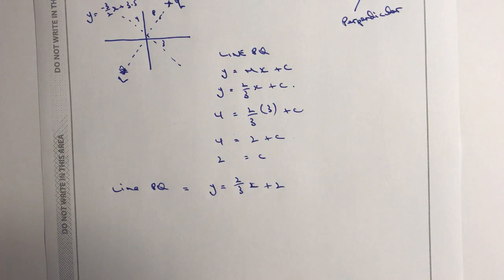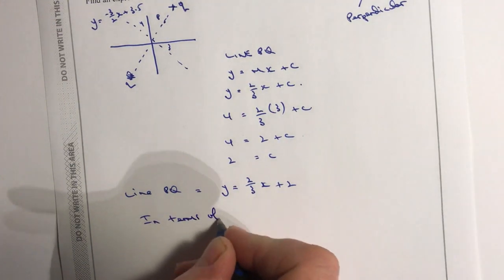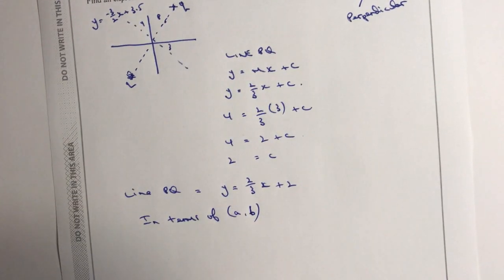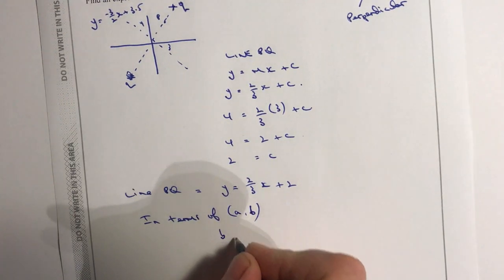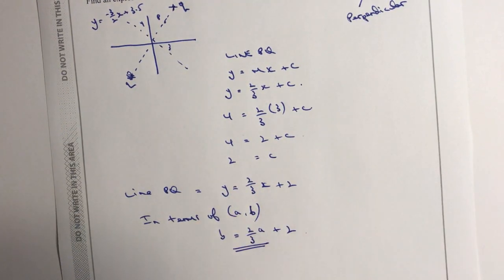So if I want to now answer this particular question, find the expression for b in terms of a, remember that b is the y coordinate and a is the x coordinate, so I can just simply plug that in. I can write this as b equals 2/3 of a plus 2, and that is the answer to this particular question. So we are towards the end of this paper here.